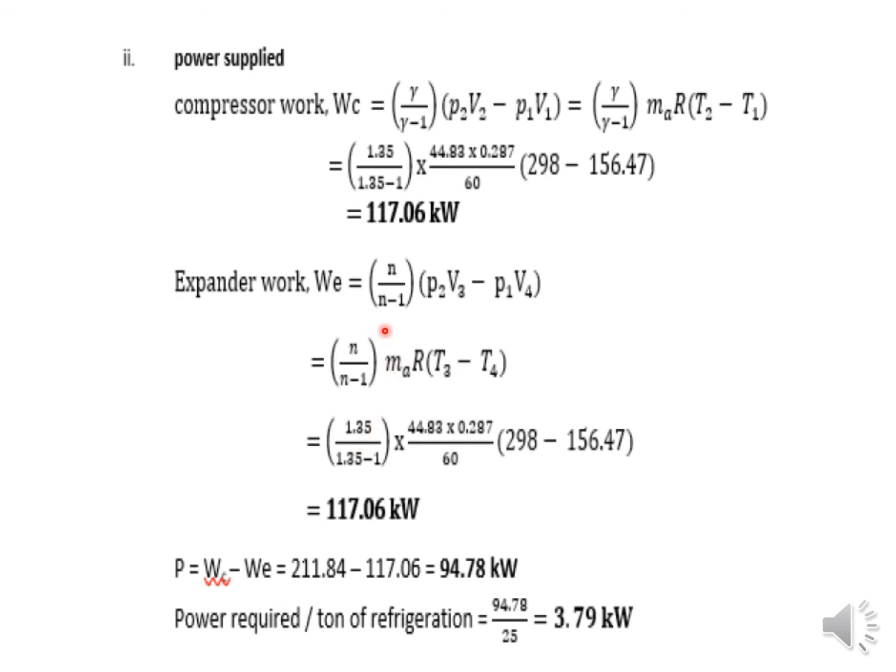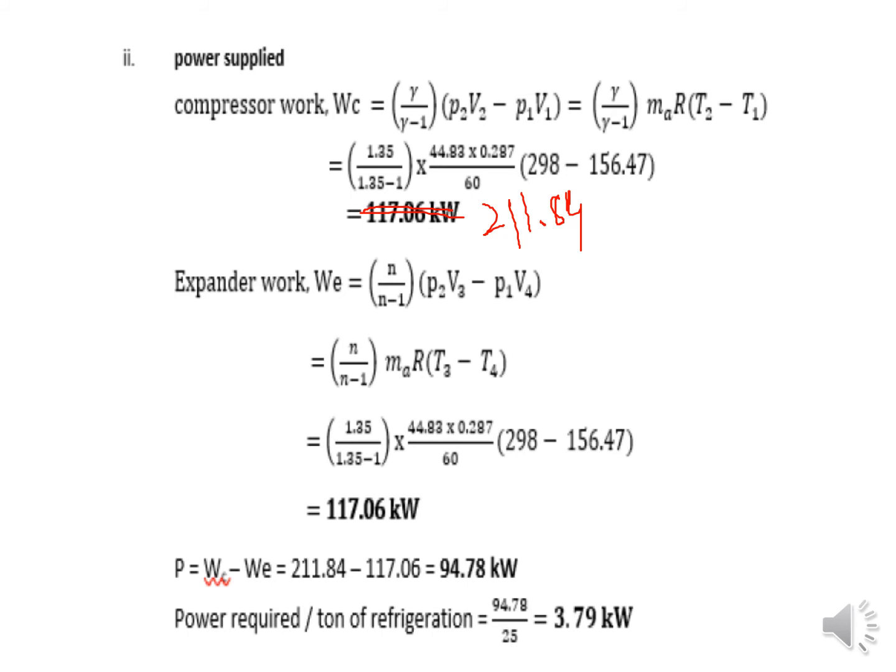So this WC, I suppose it is 211.84 he has written here. So this is wrong, I think. So just calculate here and substitute this value. It comes around 211.84, right? So substitute here, you will get the value. So what value you will get?